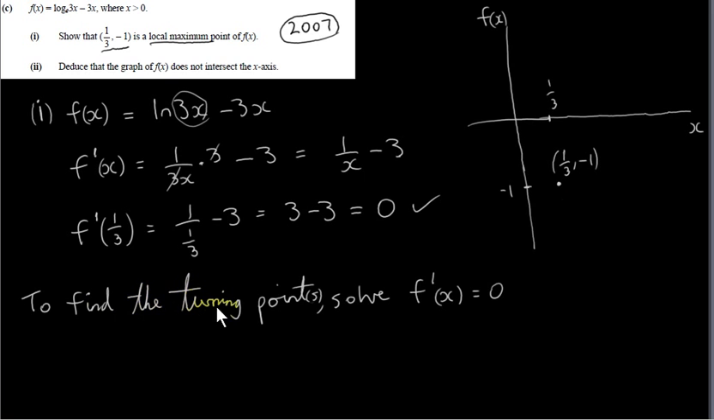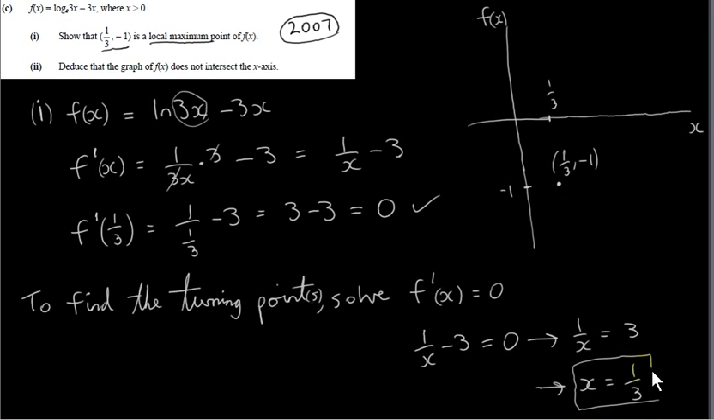Just to recap on how to actually find turning points, we would have to solve the equation f prime of x equals 0. Well, f prime of x is 1 over x minus 3. We put it equal to 0 and we solve it. So we get 1 over x equals plus 3. Turn both sides upside down. We get x equals 1 over 3. You see there's only one solution.